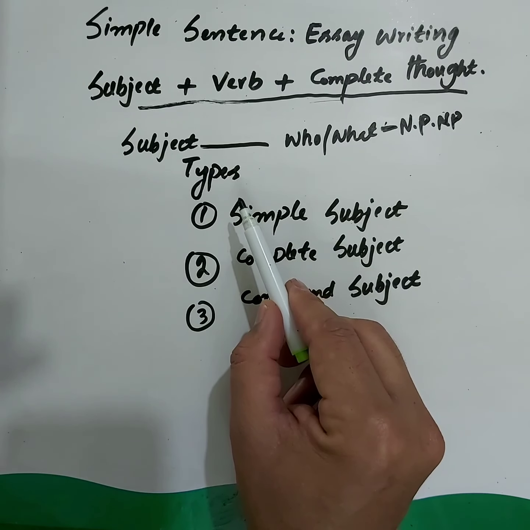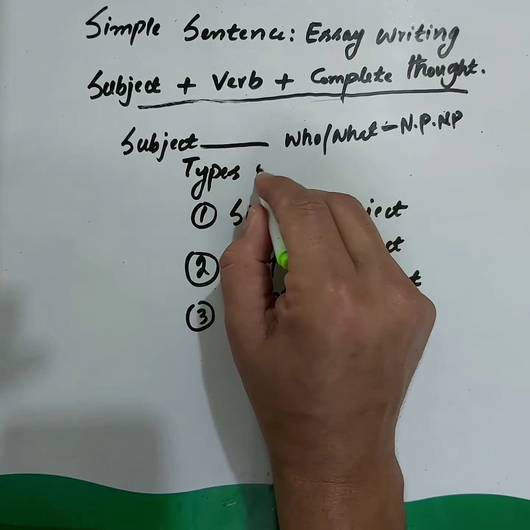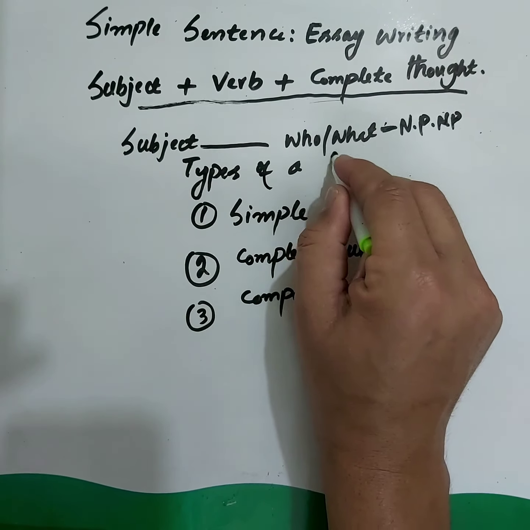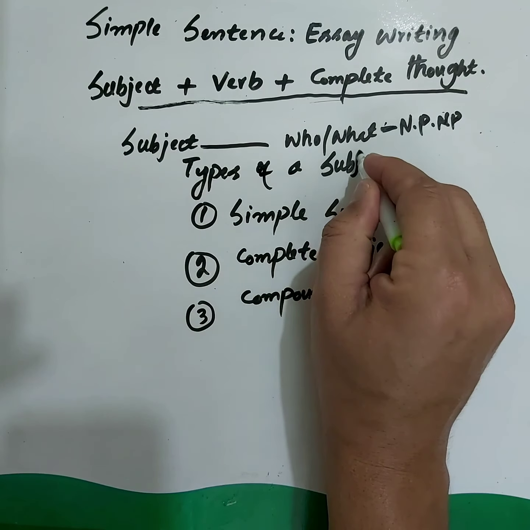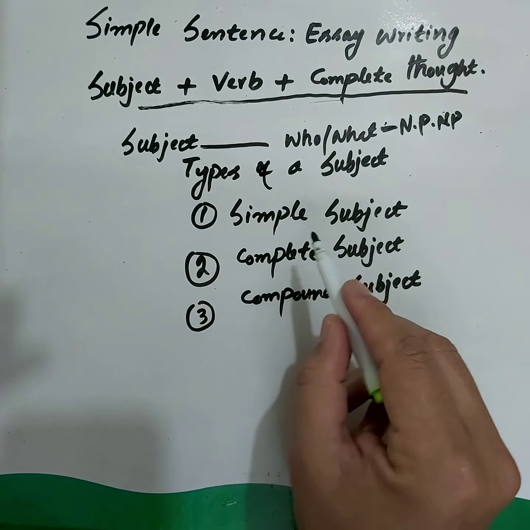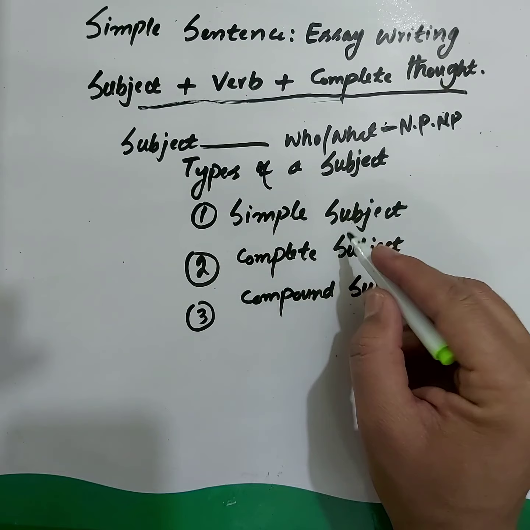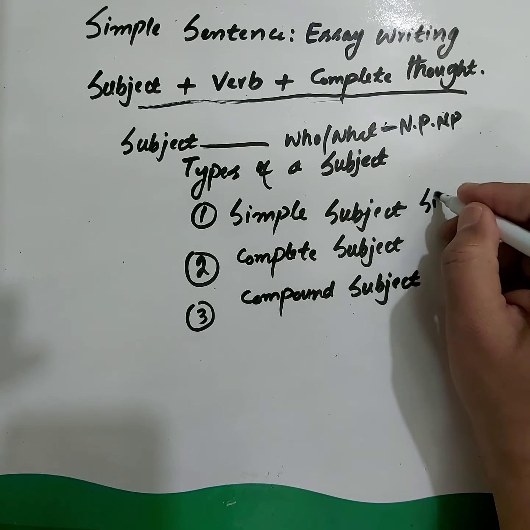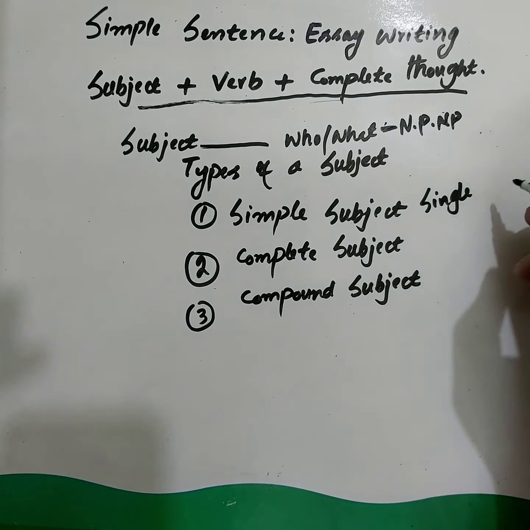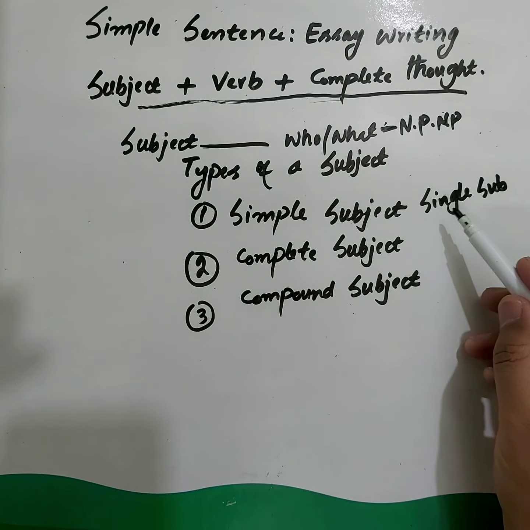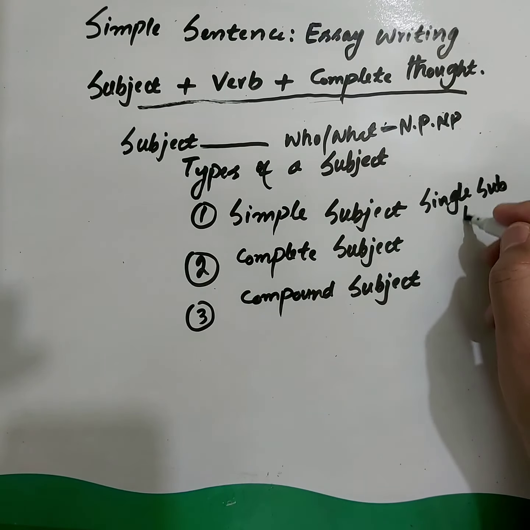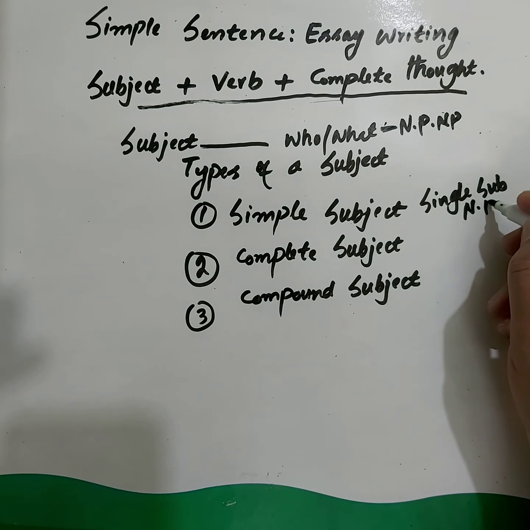Types of a subject. Students, simple subject. It is a single subject, meaning a single noun or pronoun.